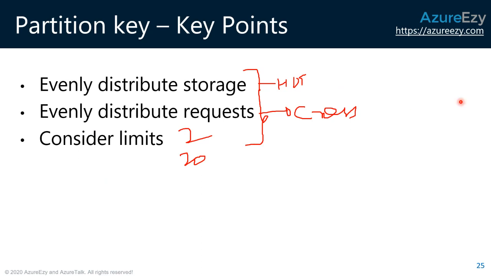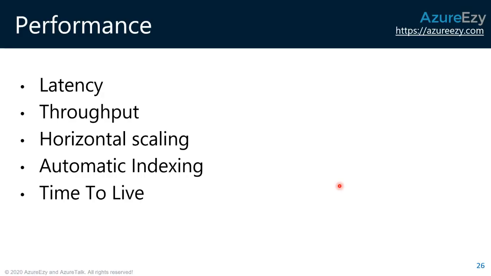Now let's go and explore a few important aspects towards the performance of this Cosmos DB. The very first is the latency. So what is latency? Well, in simple terms, it's the response time, or how fast is the response for a given request. Or latency simply means wait time.